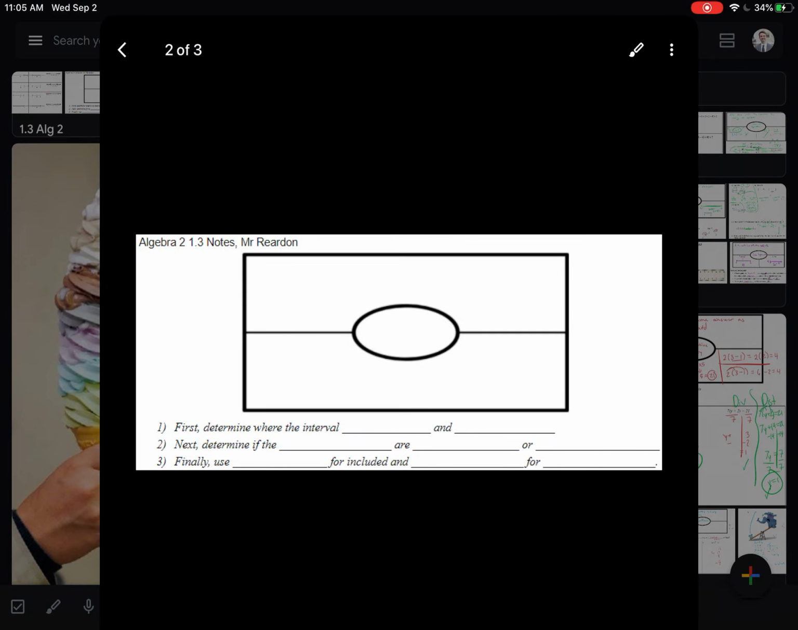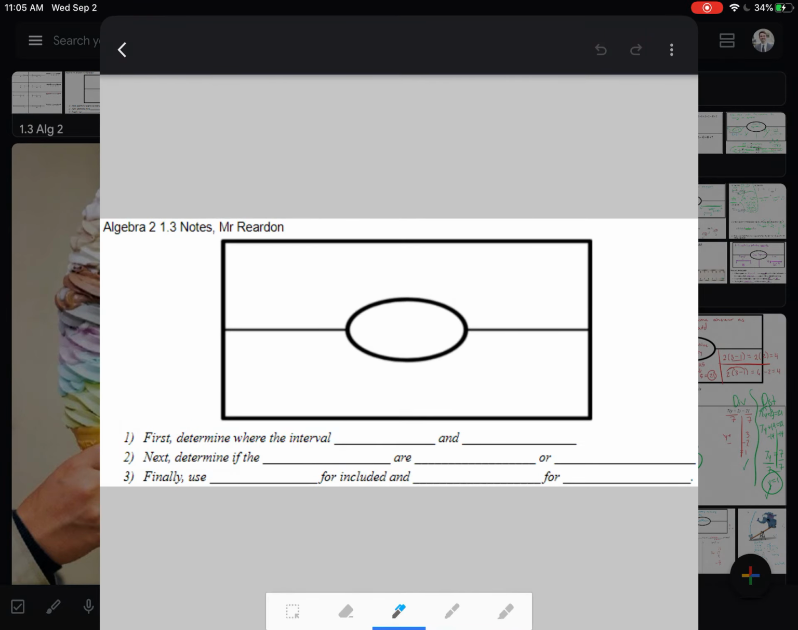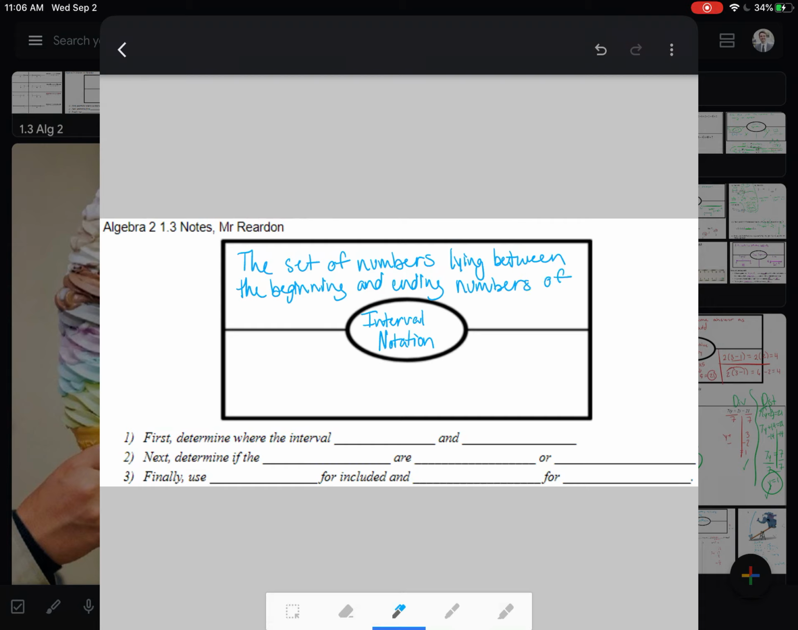All right, so definition for today, we are looking into interval notation. Our definition for interval notation is the set of numbers lying between the beginning and ending numbers of that interval. All right, so let's use our examples here.